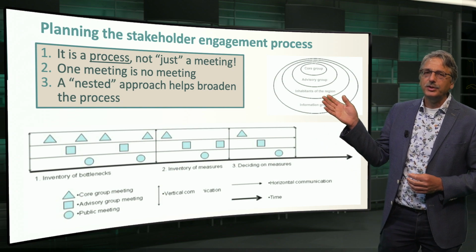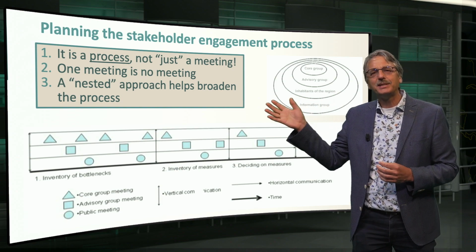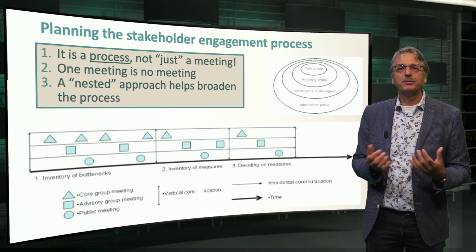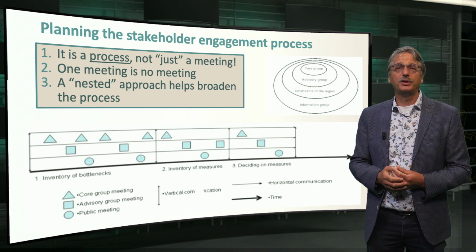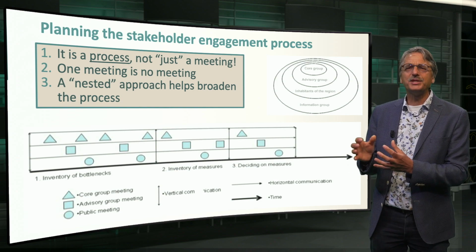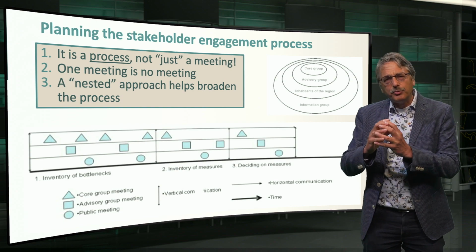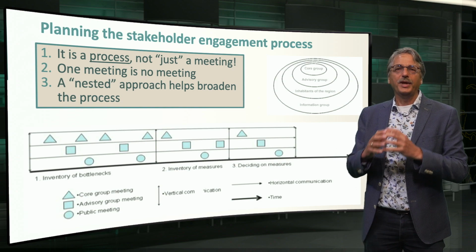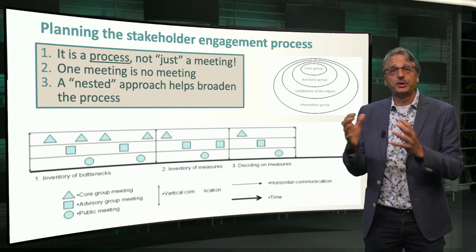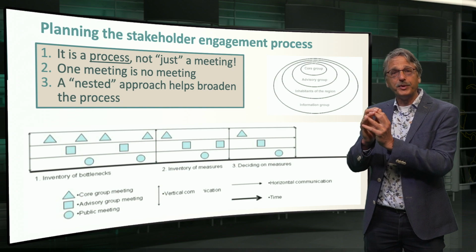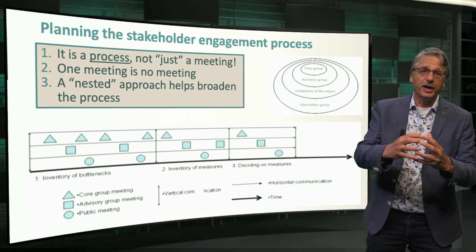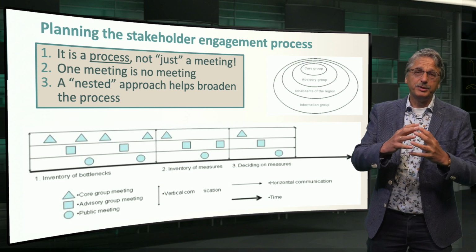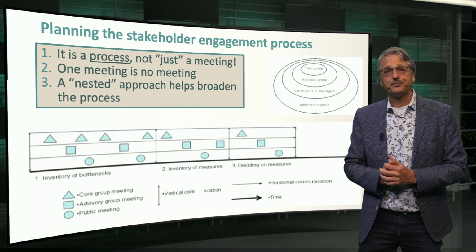In the slide, you see an example of what we call a nested approach that we used in the Kromme Rijn area in the Netherlands, where different types of farmers had different wishes regarding the water management. And with nested, we mean that the smaller group was also part of the larger group and helped reach that larger group in project meetings, but also outside the project meetings. We had a core group that met quite often and helped prepare for the advisory group meetings. And those advisory group meetings also help prepare for the larger public meetings.